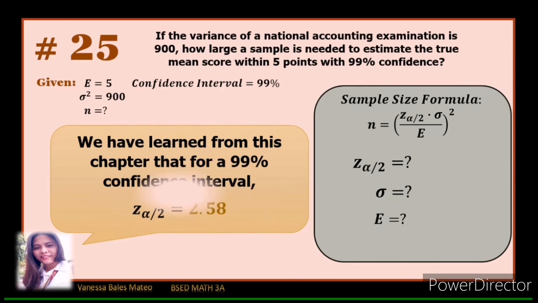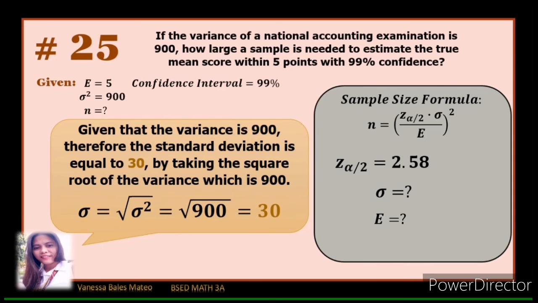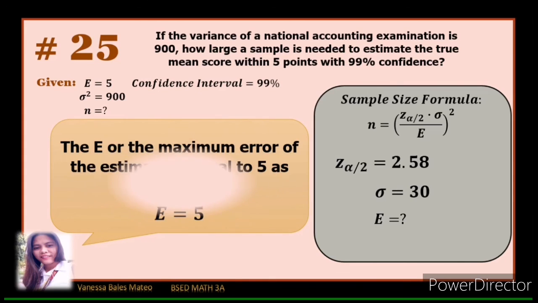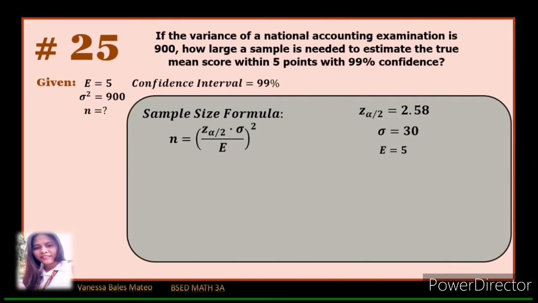Now, we have learned from this chapter that for a 99% confidence interval, z sub alpha over 2 is equal to 2.58. Then, given that the variance is 900, the standard deviation is equal to 30, by taking the square root of the variance, which is 900. Lastly, E, or the maximum error of the estimate, is equal to 5 as given. Now, by plugging in these values to the formula for sample size, let us find n.